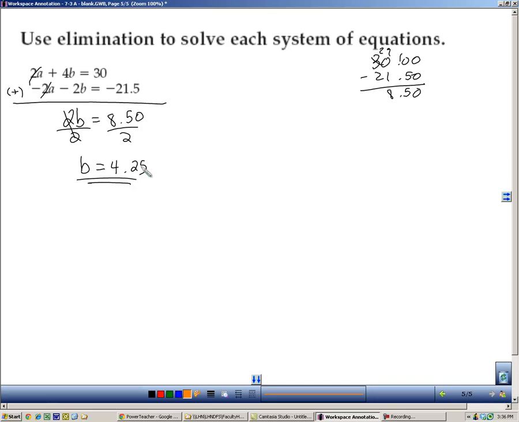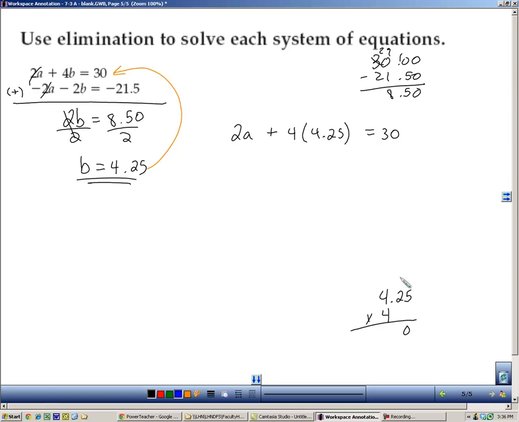Now I've got to take that and plug it in. I like the top one. So 2a plus 4 times 4.25 equals 30. So we have to multiply 4 and 4.25. I'll go down here and do that. 4 times 5 is 20, carry the 2, that's an 8 plus 2 is 10. 16 and 17, so 17 even. So 2a plus 17 equals 30. Subtract 17 from both sides. So 2a equals, what's that, 13?